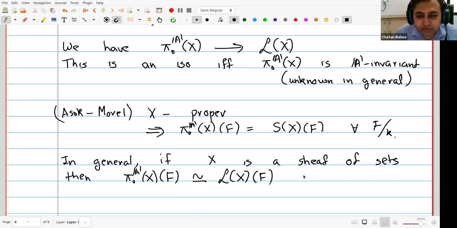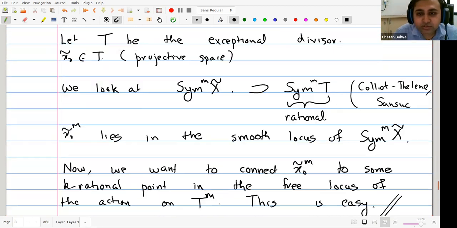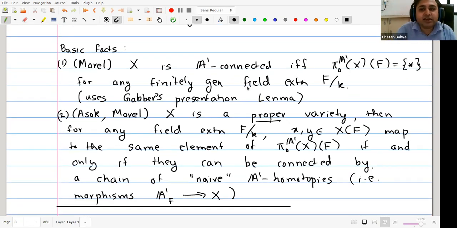This is something that I'm currently writing down with my student Vadnarani and Anand Sawant. It's sort of like an analog of the first thing that I talked about, this result of Morel, that if you want to check A1 connectedness, then it is enough to just check it on field valued points. And for that, as I said, you use Gabber's presentation lemma.